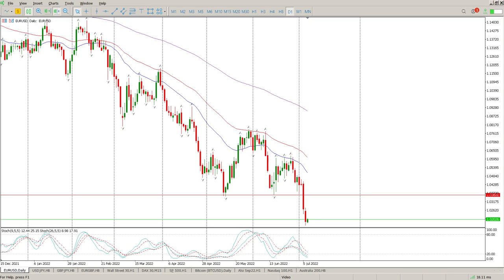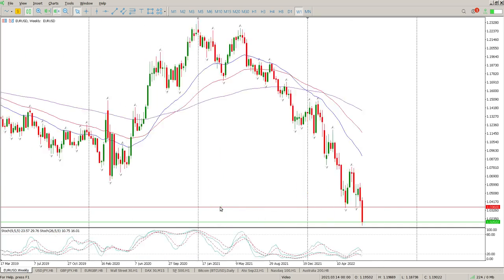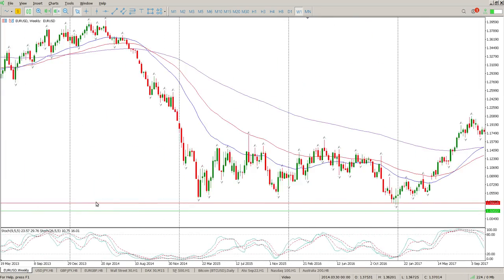So starting off with Euro USD as usual, and we are trending to the downside. It's a significant dollar strength at the moment. We have broken through some weekly structure, and you can see there is the level we've got drawn in from the last couple of weeks, which is 1.03600. But at the same time, you can see that's the swing low that we had.